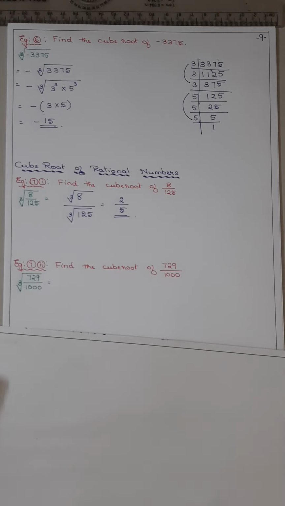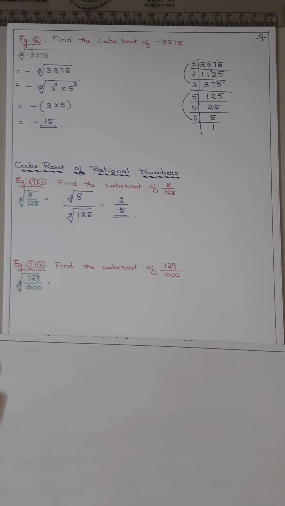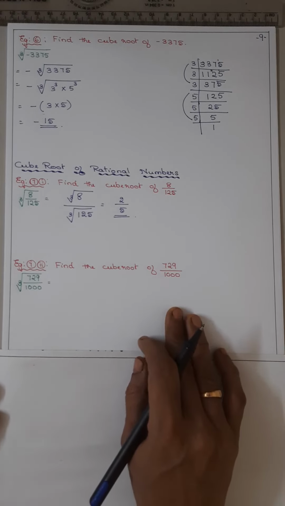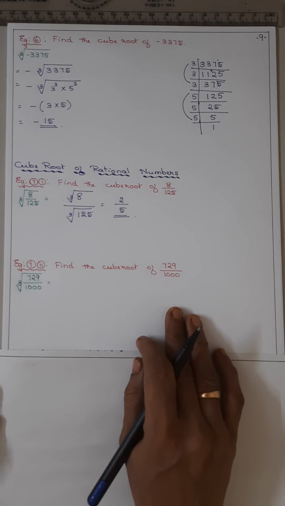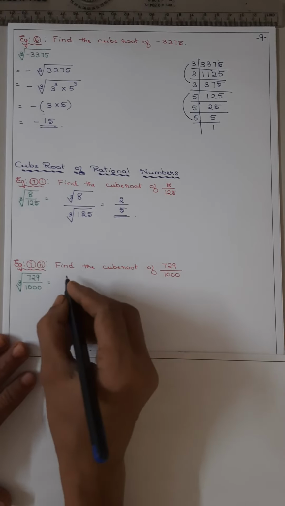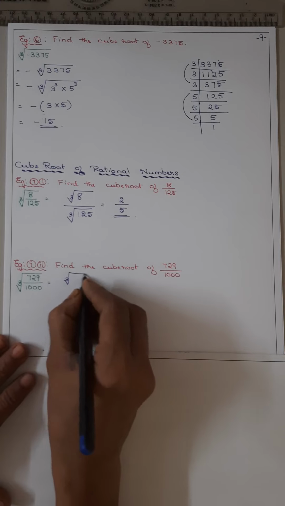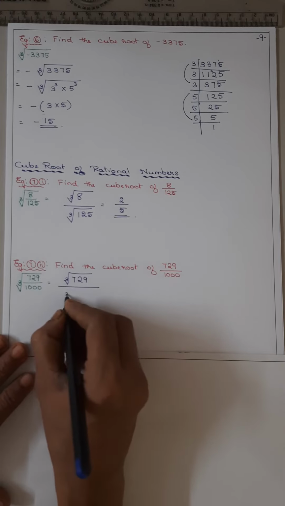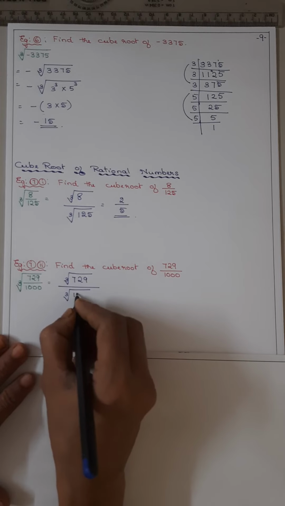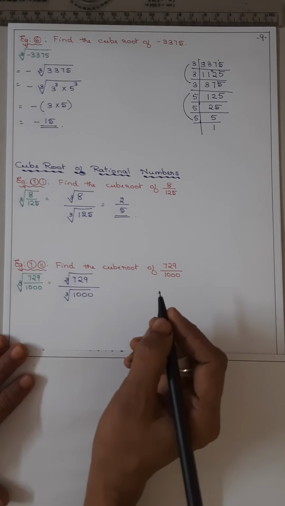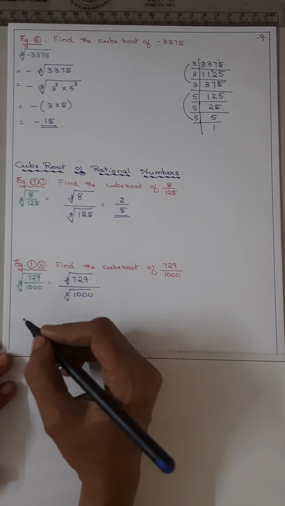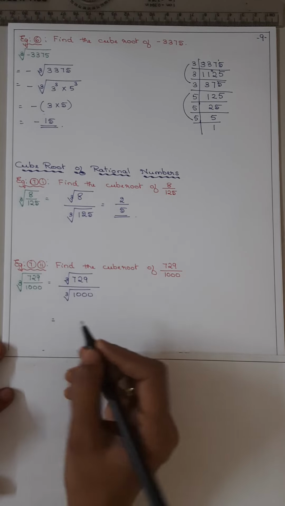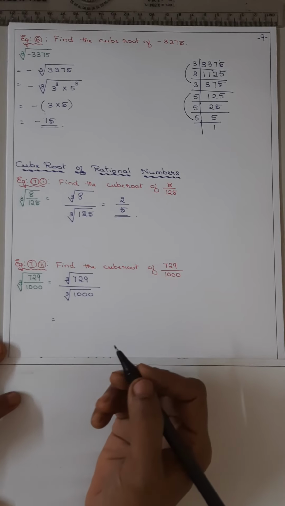Now Example 7, second question. Find the cube root of 729 upon 1000. That means cube root of 729 upon cube root of 1000. Isn't it? The cube root of a rational number is equal to the cube root of the numerator upon the cube root of the denominator.